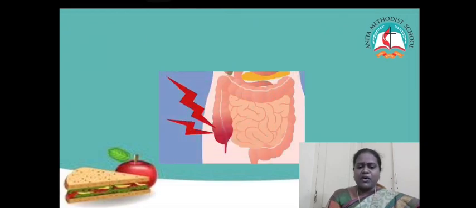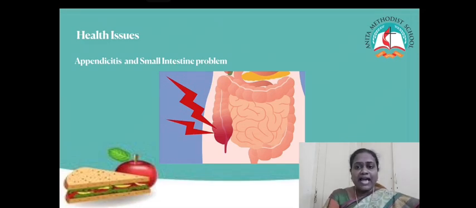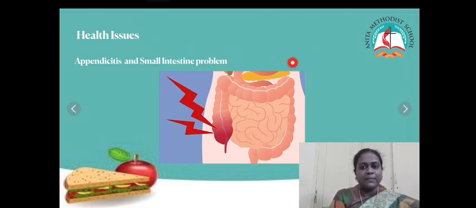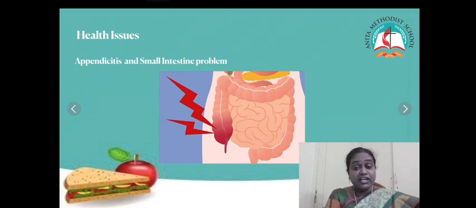Okay. Now, let's look into the health issues. What will happen if we ingest adulterated food? It will definitely affect your body. What is this picture, ma'am? This is your intestine, small intestine. Can you see this? A small flesh is grown over here and it is called appendicitis. Okay. So, by eating this, you will get appendicitis and even your small intestine will get into problems.